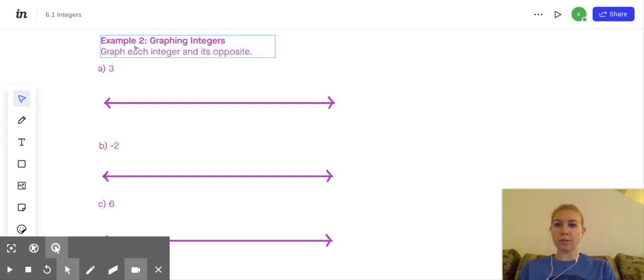Okay, let's go over example 2, which is graphing integers. The directions say graph each integer and its opposite. Oh, and this is part of chapter 6, section 1, integers. Okay, remember that integers are positive and negative whole numbers.